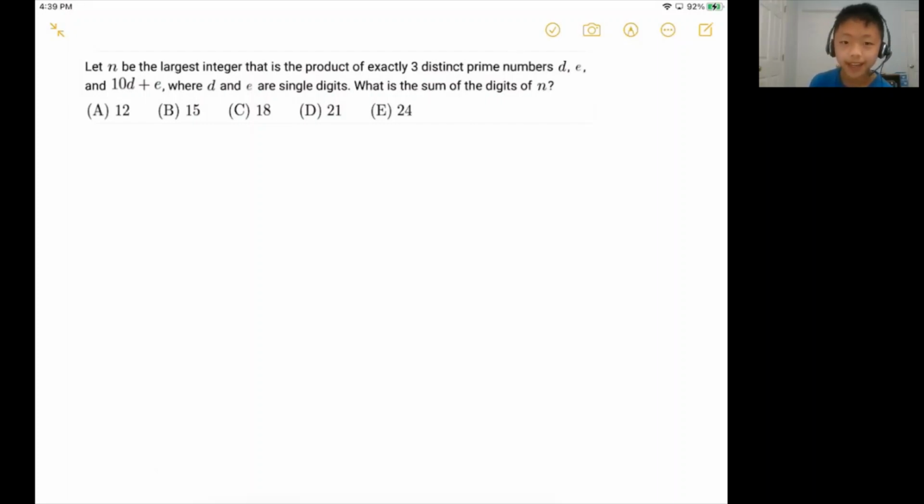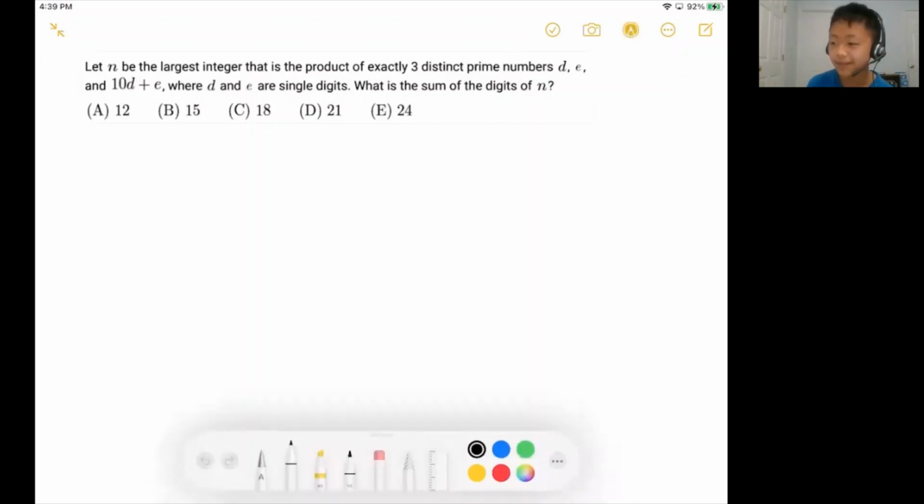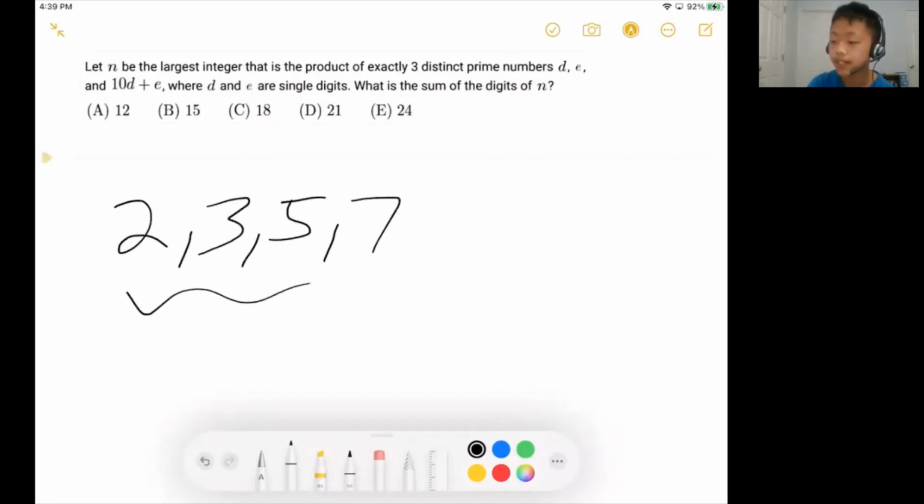So this is kind of like an algebra, kind of like a logic problem, I guess. We have 3 distinct prime numbers, d, e, and 10d plus e. So we know d and e are single digits, and they're also prime numbers. But we only have 4 single-digit prime numbers, right? We have 2, 3, 5, 7. So that means d and e must belong in these 4 numbers.